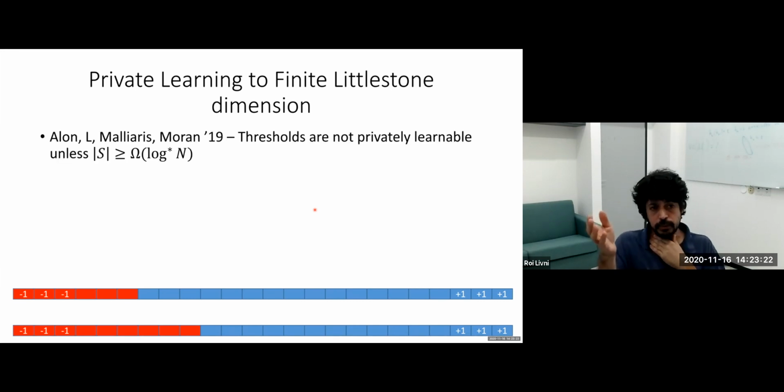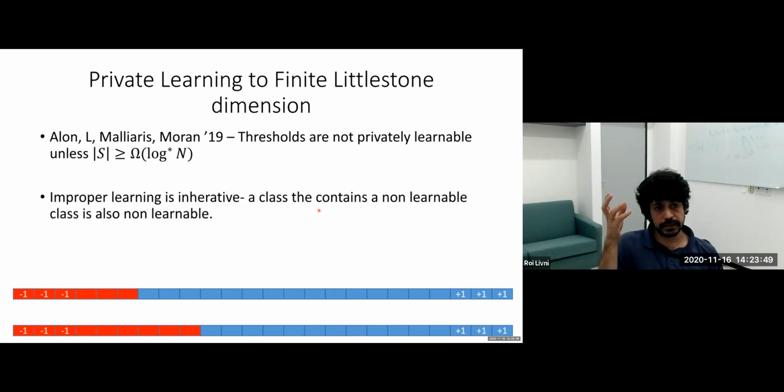What we did in our work is we extended this and showed that even in the improper learning setting, still the class is not learnable. Okay? And this had two major consequences. So you might think, why would I care about proper or improper? Other than that it is more general, improper also has the following very nice property, that improper learning is inheritive. So what does it mean? It means that if a class contains a non-learnable class, then this class is also non-learnable. Because if I could learn the class that contains it, then I have improperly learned anything that it contains.